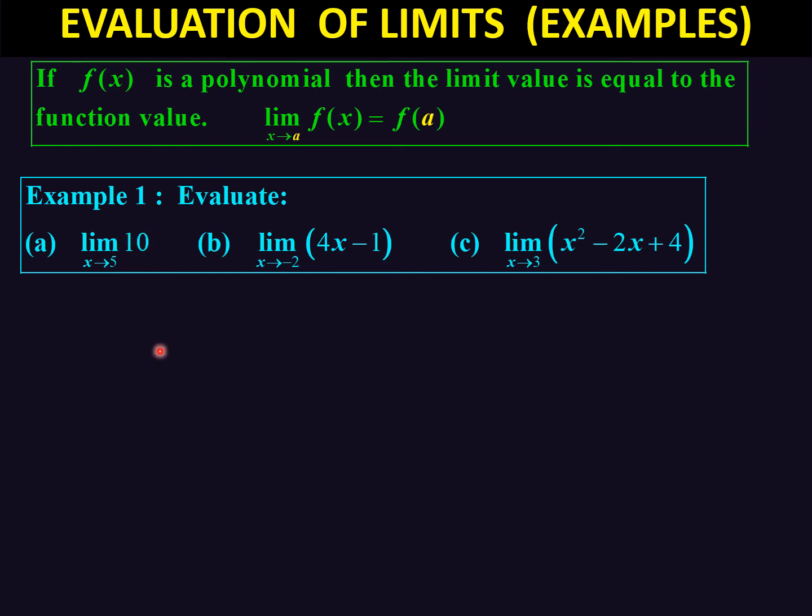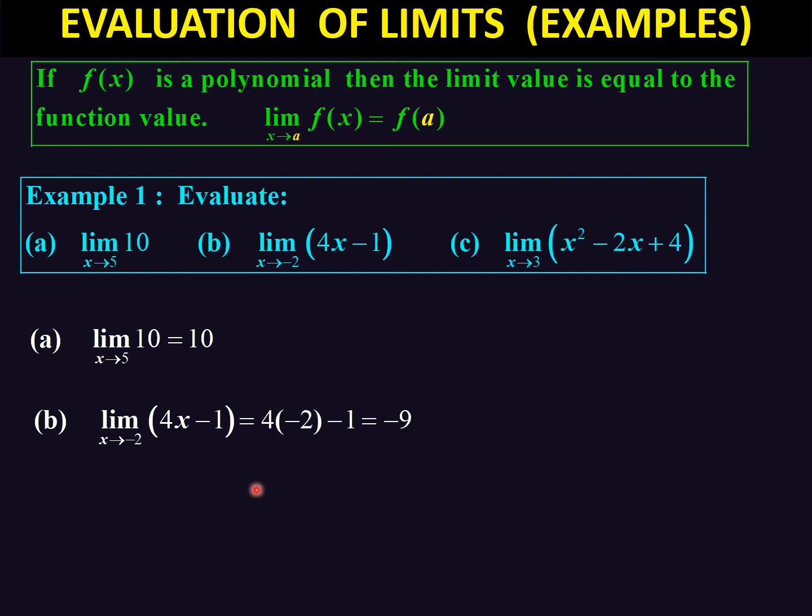Since these are polynomials, I can do substitution. The limit of 10, a constant, just remains the constant 10. If I take 4x minus 1, because this is a polynomial, I can just substitute, which gives me negative 9. This again is a polynomial, so I can just do a direct substitution there.